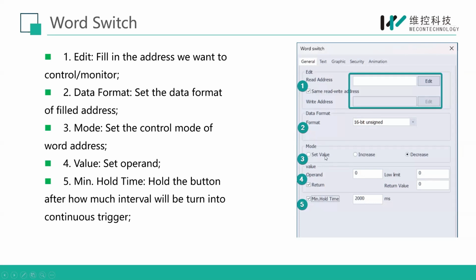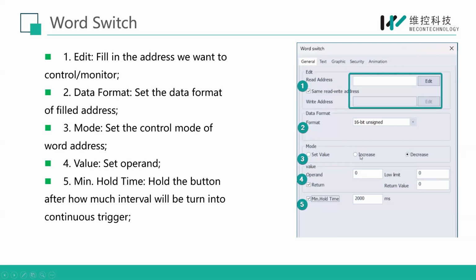If you want to use this address, if you want to set some values, like you want to set 50, then you just select set value and write here the operand for 50. And there are two more options. This is for set constant value like 50, and these two modes are increase and decrease.